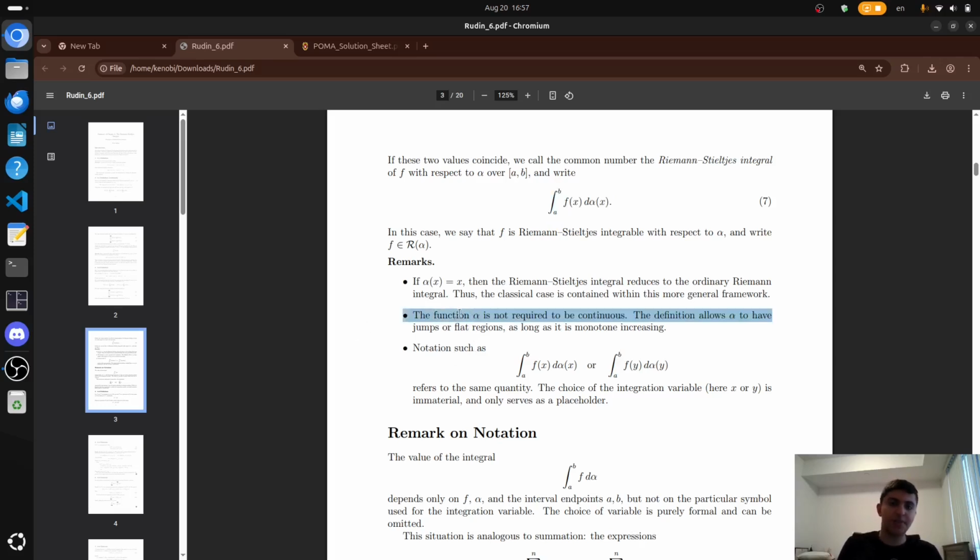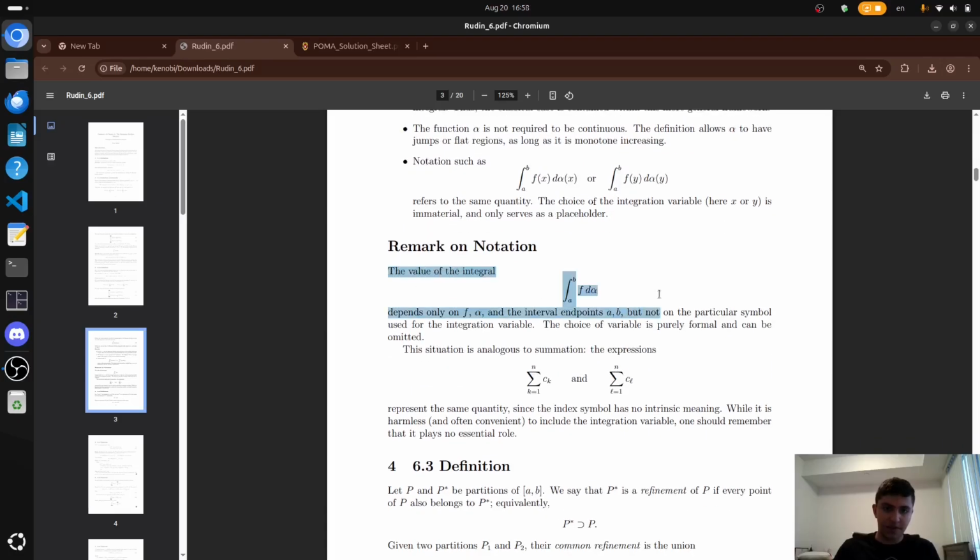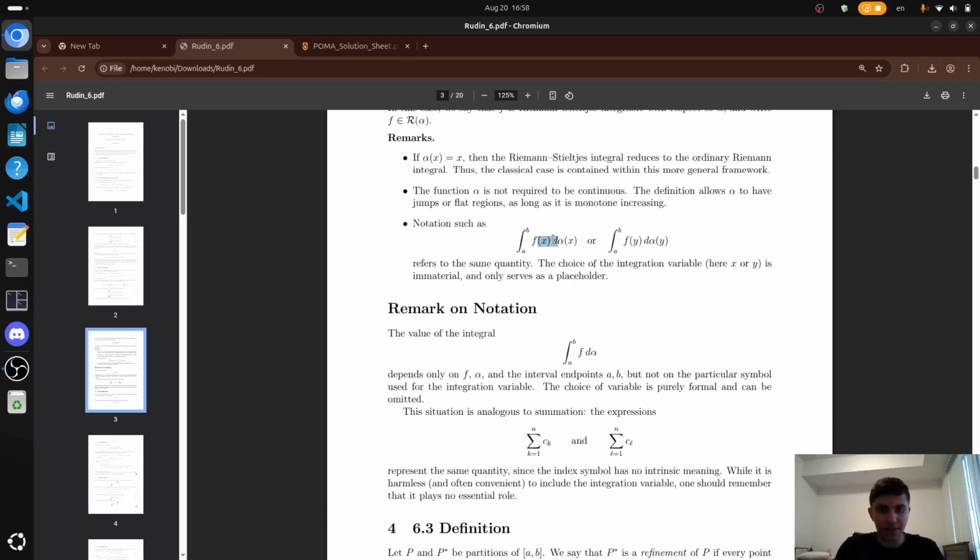And notice that the function alpha is not required to be continuous, as long as it is monotonically increasing, right? Because we don't really care if it's continuous. We just want the steps to increase each time, to be greater than 0. So the value of the integral from a to b of f dα depends on f, α, and the interval endpoints a and b, but not on the symbol used for the integration variable. That's why we can just omit the x over here. We can just write it like this.